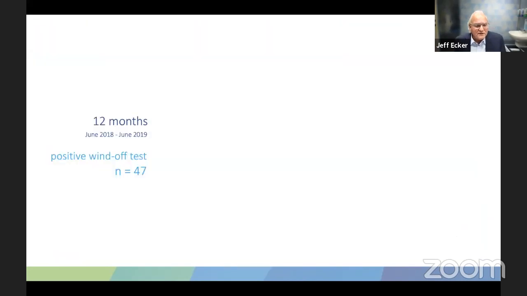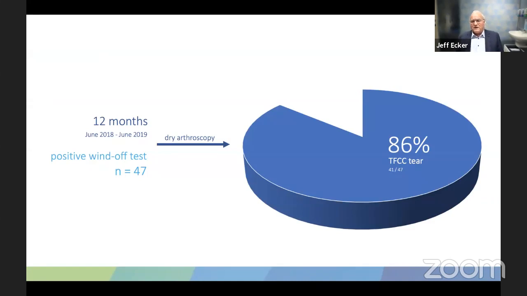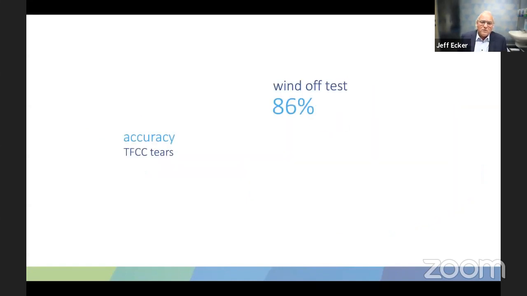So in 12 months, we looked at patients who had a positive Wyandotte test. We had 47. And what do we find with dry arthroscopy? 86% had a TFCC tear, and 14% had other pathology. And that comprised things like scapholunate instability, ECU pathology, and as Stephen Moran showed us, ulnar carpal impaction. So if we do a Wyandotte test, we've got an 80% accuracy for a triangular fibrocartilage tear, providing everything else is negative. How does the MRI fare?